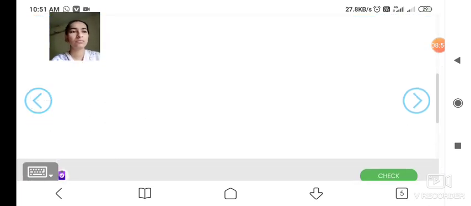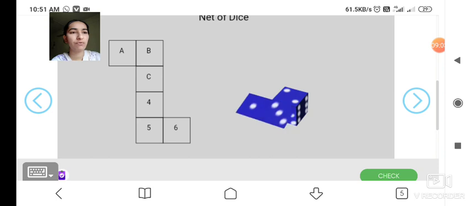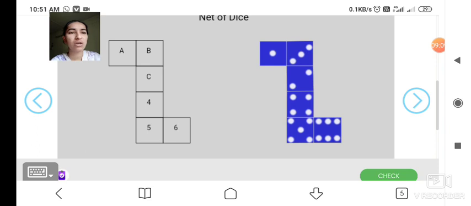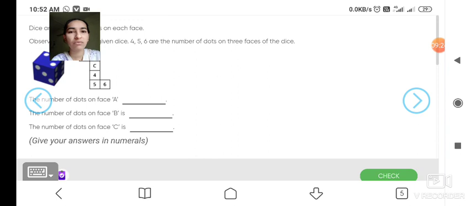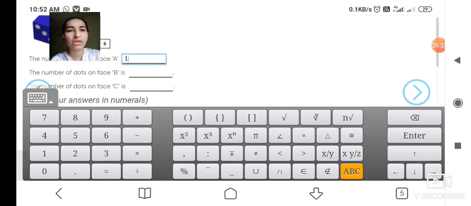let's see the answer. Now you can see this is a net of a dice, and if we open a dice we will get a figure like this. You can see both are similar. 6 is there, 5 is there, 4 is there, and above the 4 which number is there? 2. That means C indicates 2, B indicates 3 and A indicates 1. Okay, so our answer will be A indicates which face? 1. Okay, now B indicates which? B indicates 3 and C indicates, yes, 2.